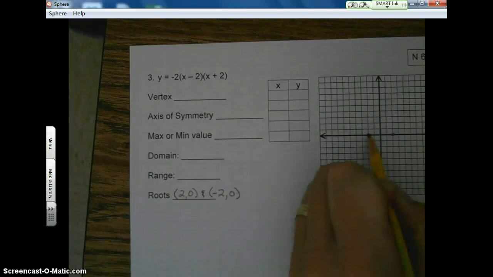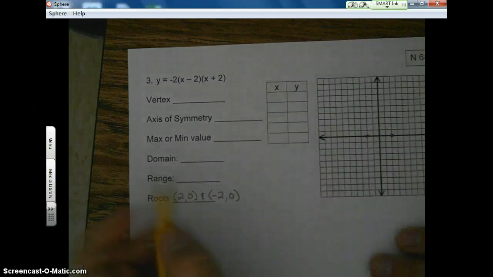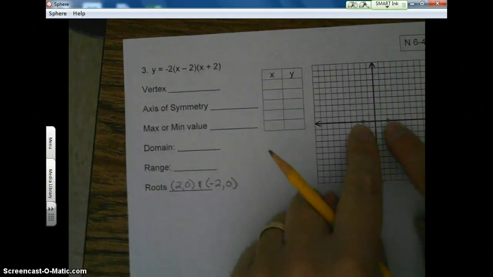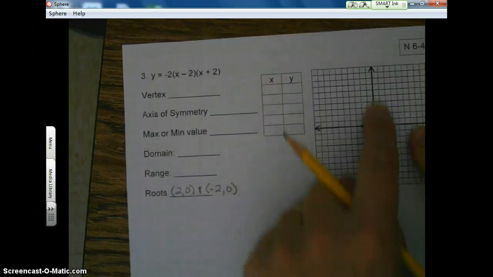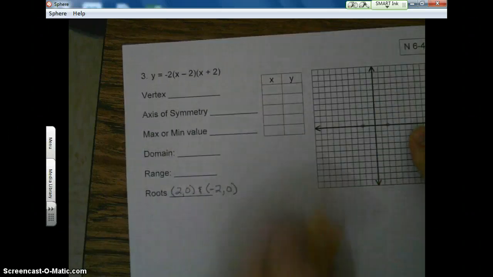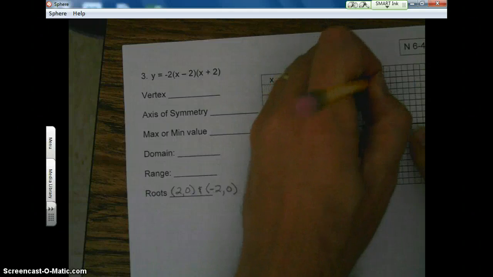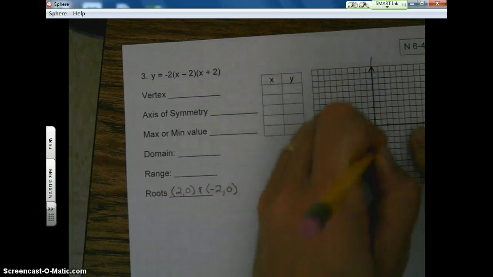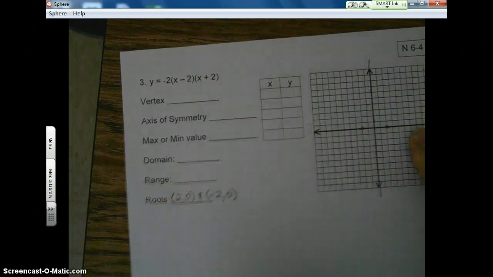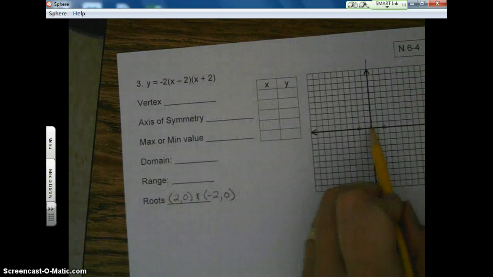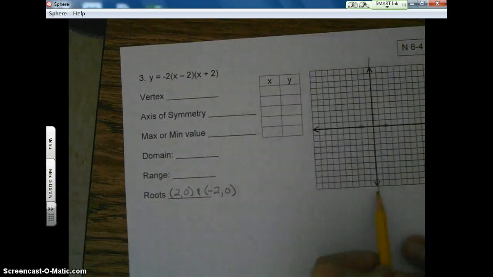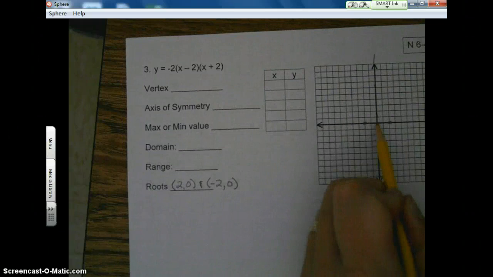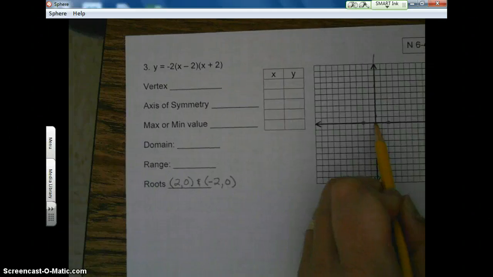Now, pay close attention, please. Notice the roots are apart from each other. That means that directly in the middle is the what line? This is important. The axis of symmetry. So the axis of symmetry is actually on the y-axis. Okay, which means the vertex is on that line. What's the x-coordinate for the vertex? 0.